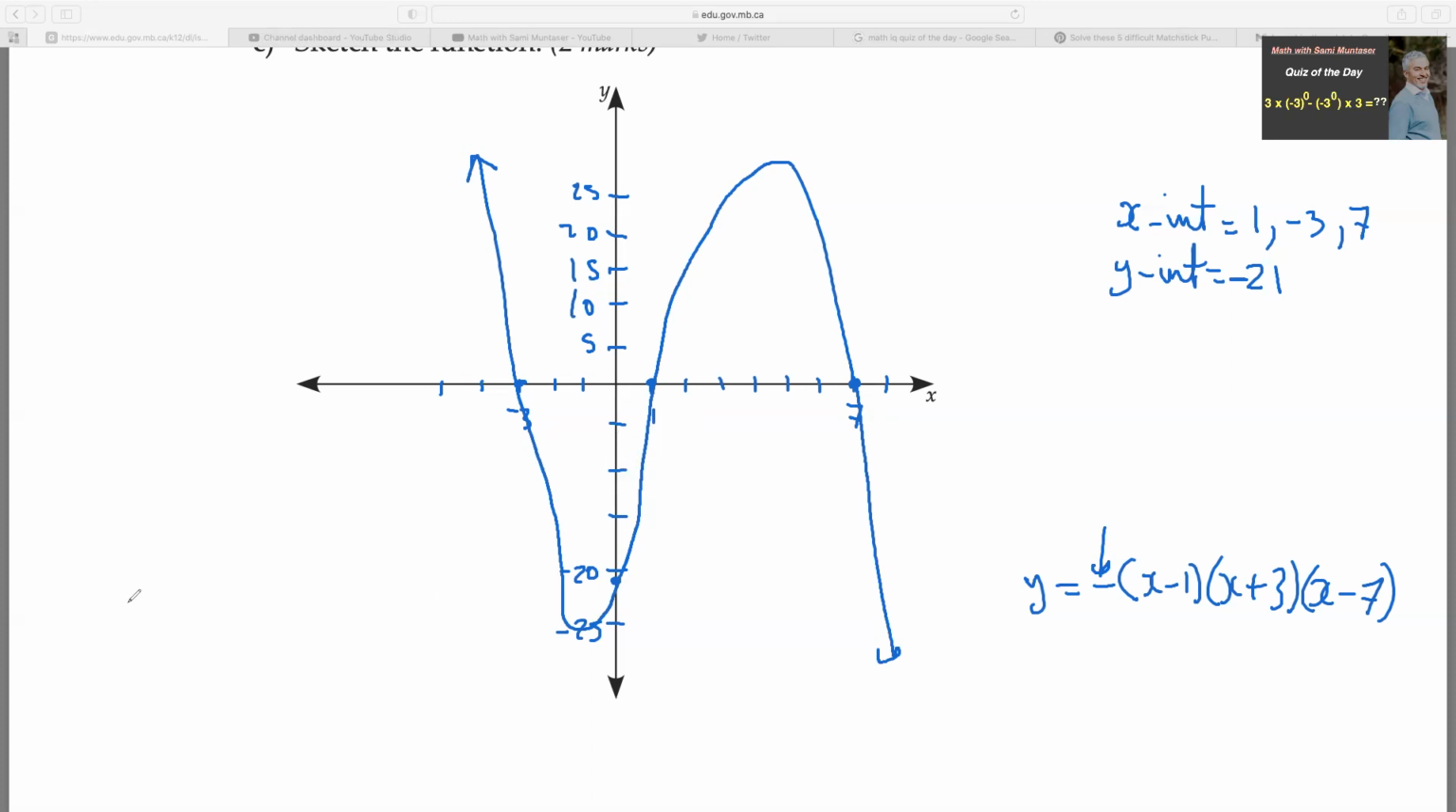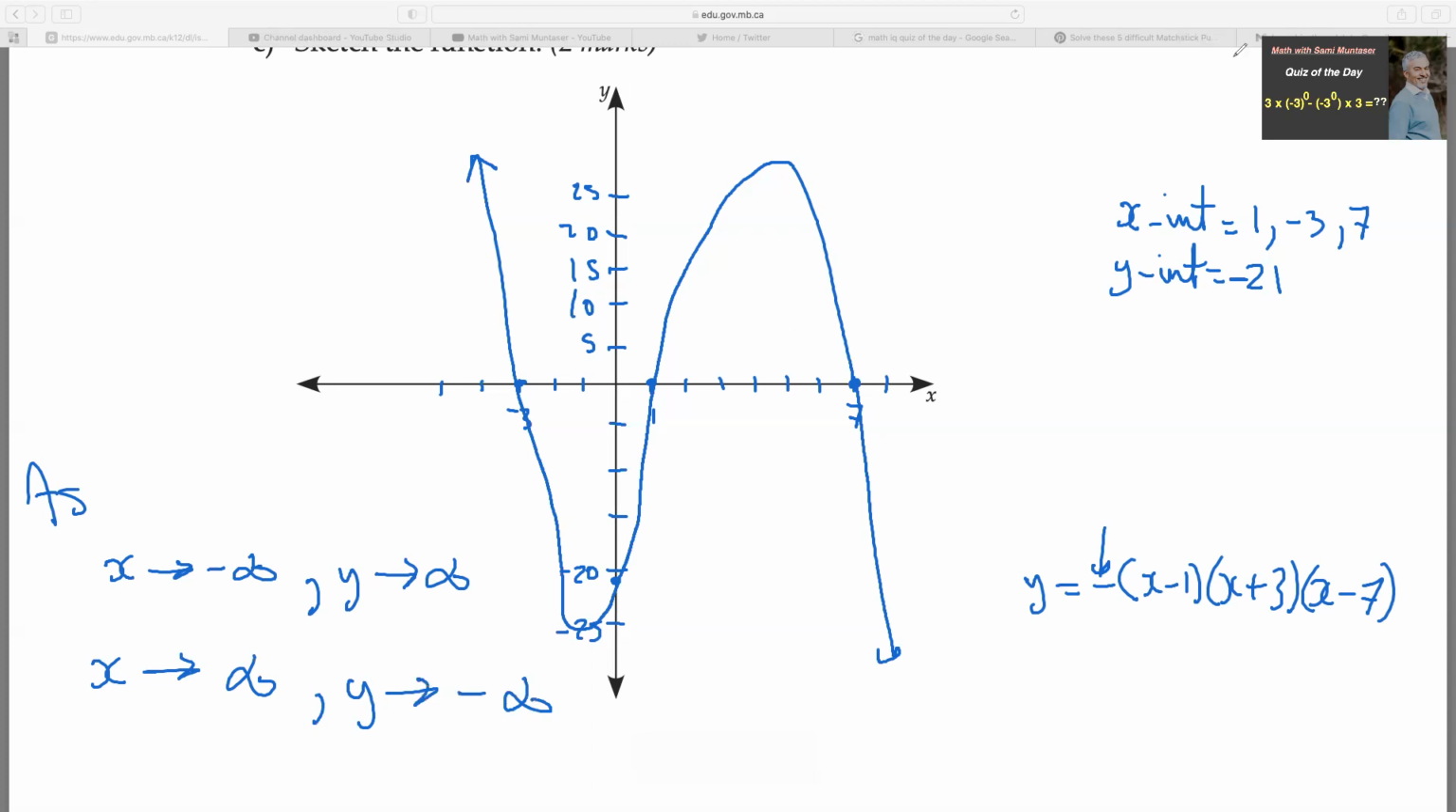Now, end behavior. Once you graph it, you say as x goes to negative infinity, y goes to infinity, because as we go this way, my graph is shooting up high to positive infinity. And as x goes to positive infinity, as we go this way, the y value on the graph shoots down to negative infinity. And that's what the end behavior is. This is it for this question, and we'll go to the next one.